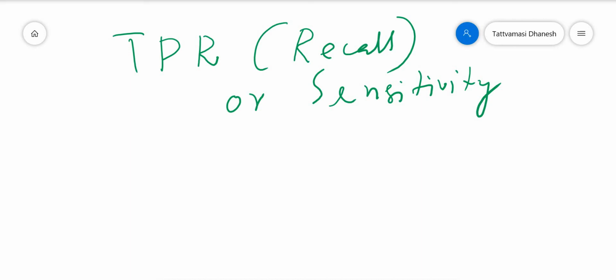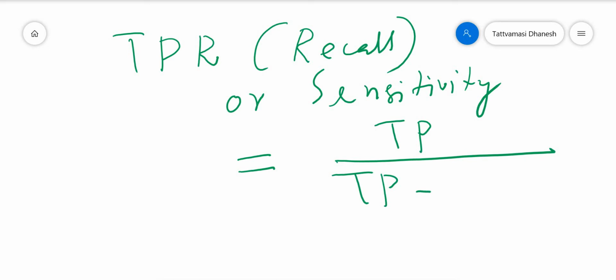So true positive rate is also known as recall. It's also known as sensitivity. All these are the same. And sensitivity or true positive rate is equal to true positive divided by true positive plus false negative.